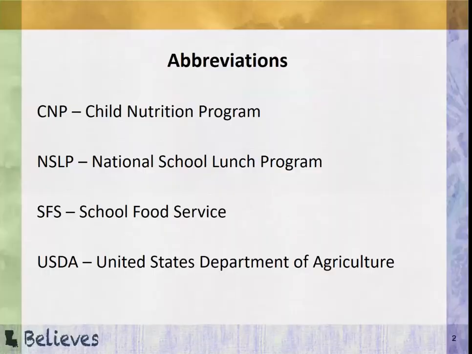Some common abbreviations that are used throughout this training will include CNP, which is the Child Nutrition Program, NSLP, National School Lunch Program, SFS for School Food Service, and USDA for the United States Department of Agriculture.